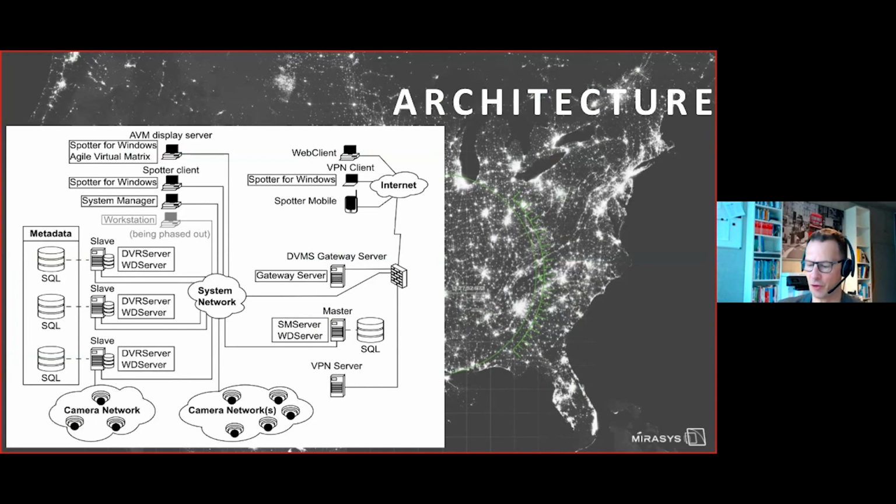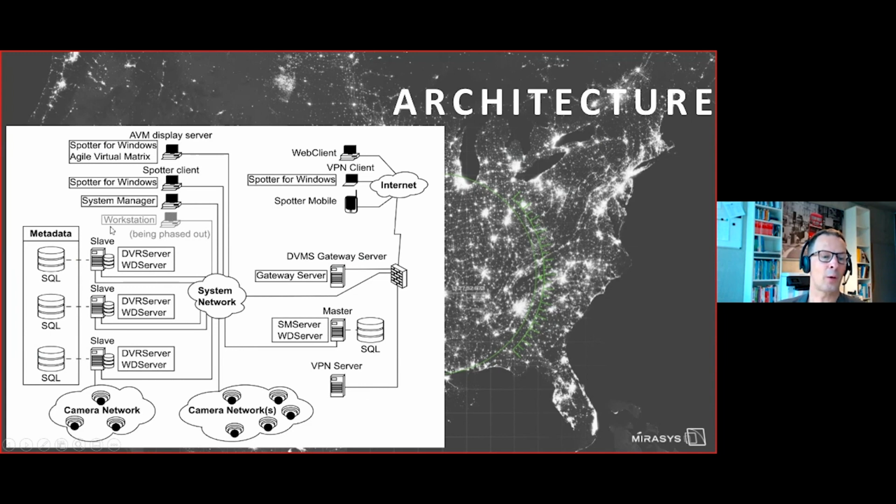overview of our architecture. As you may see here, Mirasys has a master and slave architecture. So that means we have a master server here with an SQL database. And this master server has some services on it. This is the SM server and the watchdog server. So SM is the system managing servers, and WD is the watchdog services.